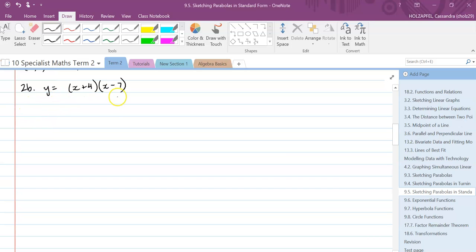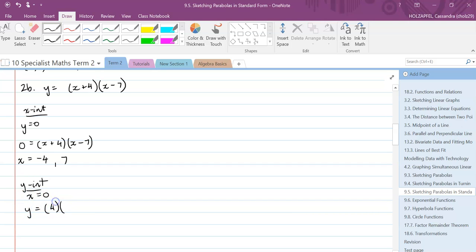Okay, so again, when we've got the intercept form, we're going to first find the x-intercepts. The x-intercepts are when y is equal to 0. So 0 will be equal to (x + 4) times (x - 7). We're going to use our null factor law so we can find the solution for x, and that will be equal to negative 4 or positive 7. Then let's do the same thing with the y-intercept. We're going to let x equal 0. So y will be equal to (0 + 4) times (0 - 7).